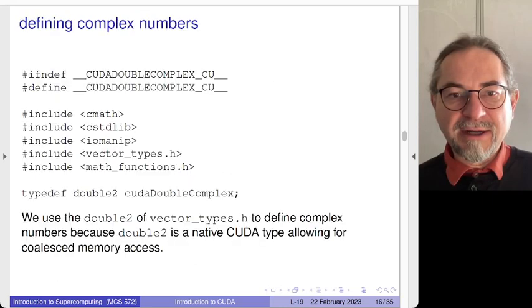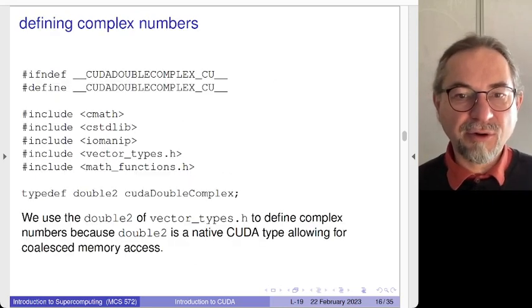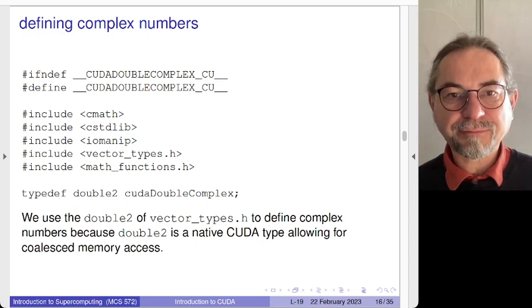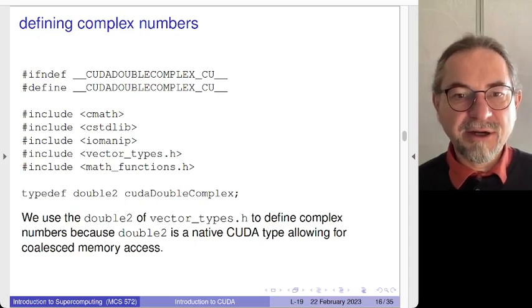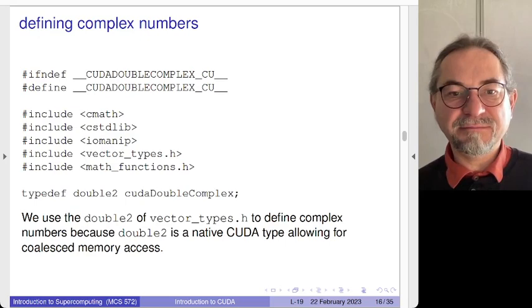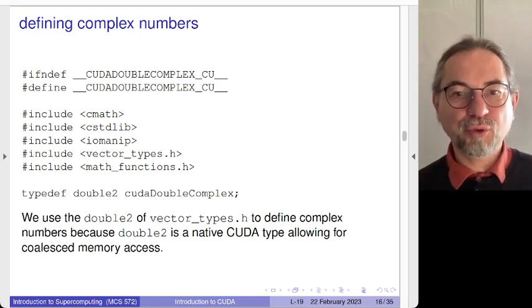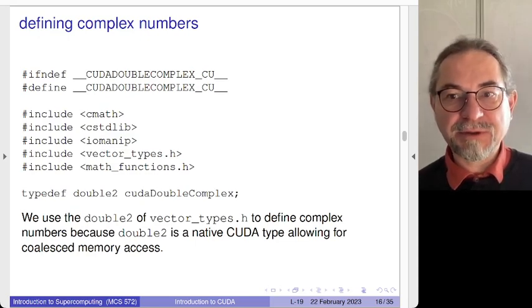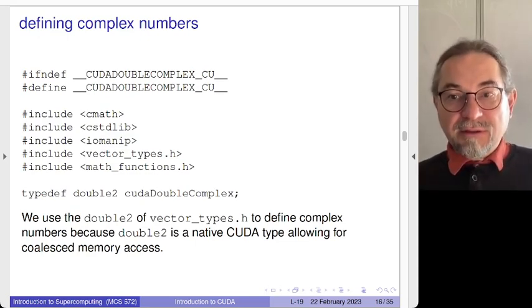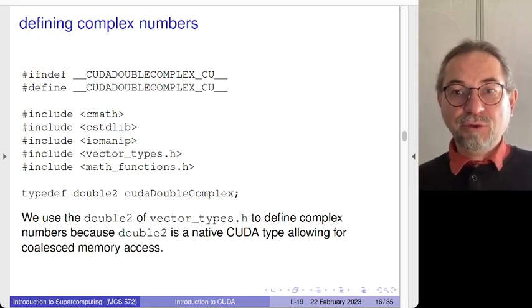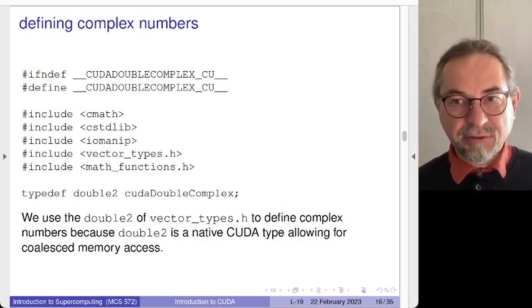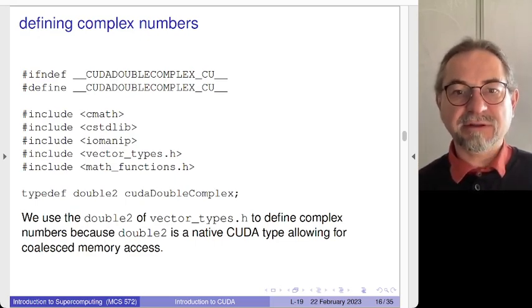So let's now look at the code for the complex numbers. There is the cuDoubleComplex that is here defined to be mapped onto the double2. So the double2 is a native CUDA type. For the real and the imaginary part, if you would define it in a C struct, that's possible, but you would not have the nice alignment.